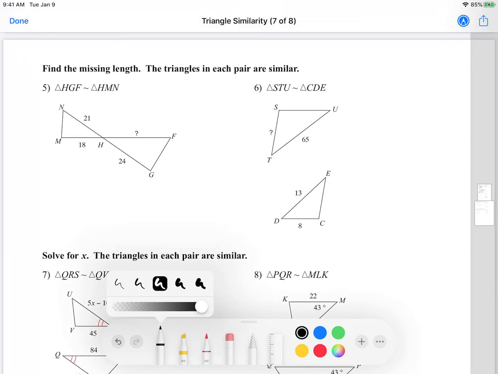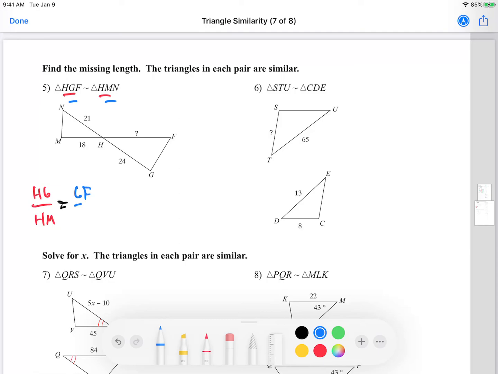So for number 5, again, I always like to use colors. We're trying to find the missing lengths, and we already know that they're similar. So again, that means that HG to HM, if they're similar, is going to equal the ratio between GF and MN, which is going to equal the ratio between HF and HN.